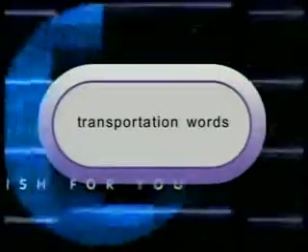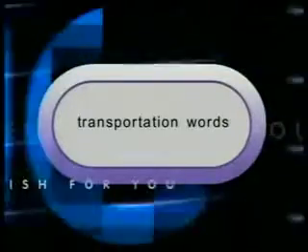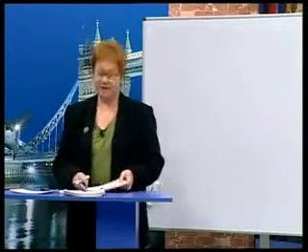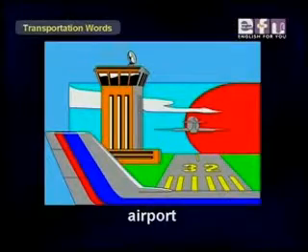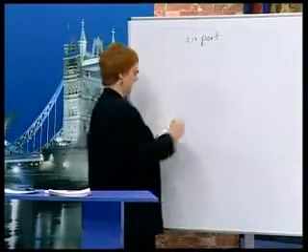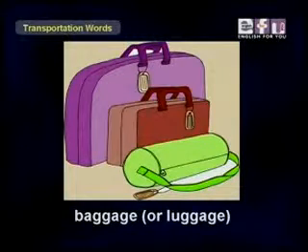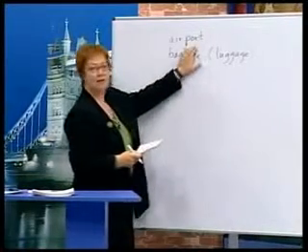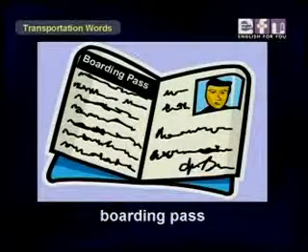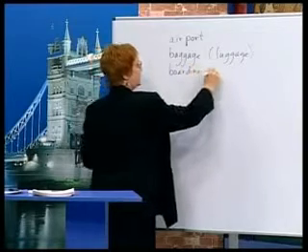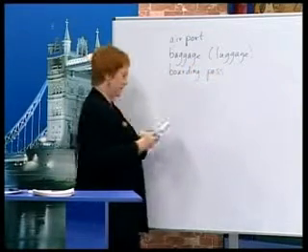Transportation words. Okay, now, here are some important words to know about travel. Now, first one is airport. Airport. The next is baggage. Baggage, also called luggage. Luggage, like bag. Baggage and luggage. A boarding pass. A boarding pass. It's like a ticket.